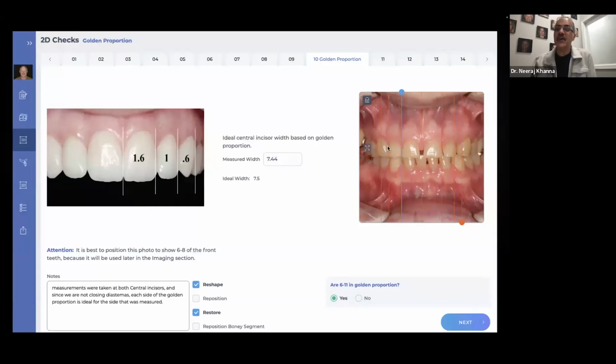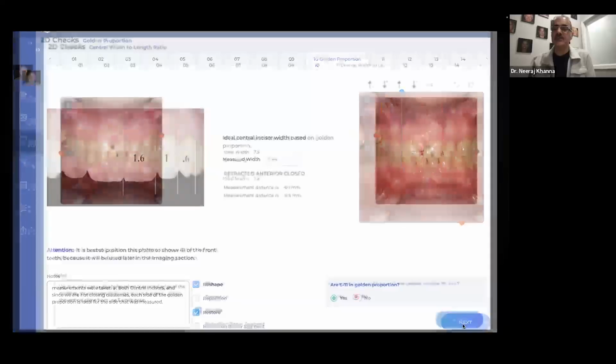Based on that, I basically measured the right central because I thought that was ideally more normal compared to the other side. And that came out to 7.44. Based on his current golden proportion width, I felt that was an acceptable width, and so we weren't going to change that at all.